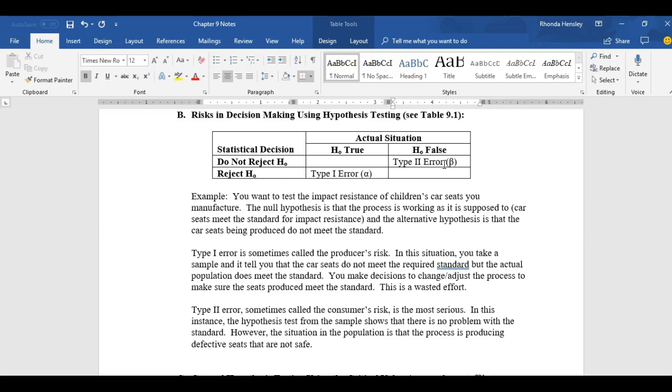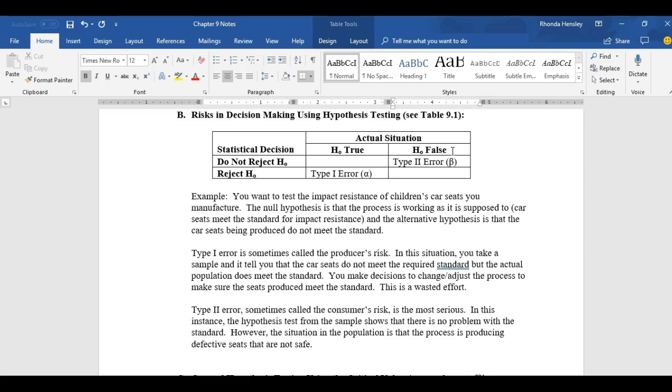But in this instance, you take your sample from your population. Again, this population is unknown, and your sample says, there's no problem. Our car seats are just what they should be. So you continue producing the car seats and take no action. The actual case would be, in this type 2 error, however, that we're actually producing defective car seats to begin with. And in that case, we are shipping out defective car seats, and we don't even know it.